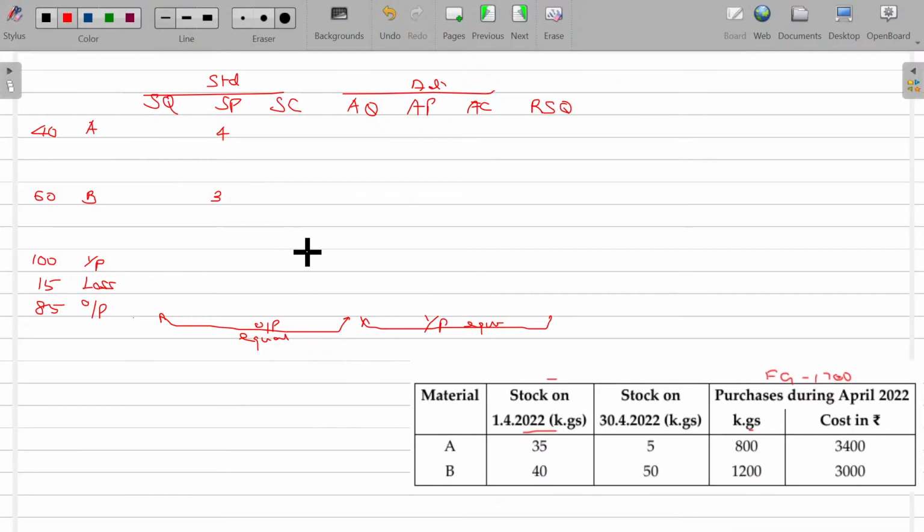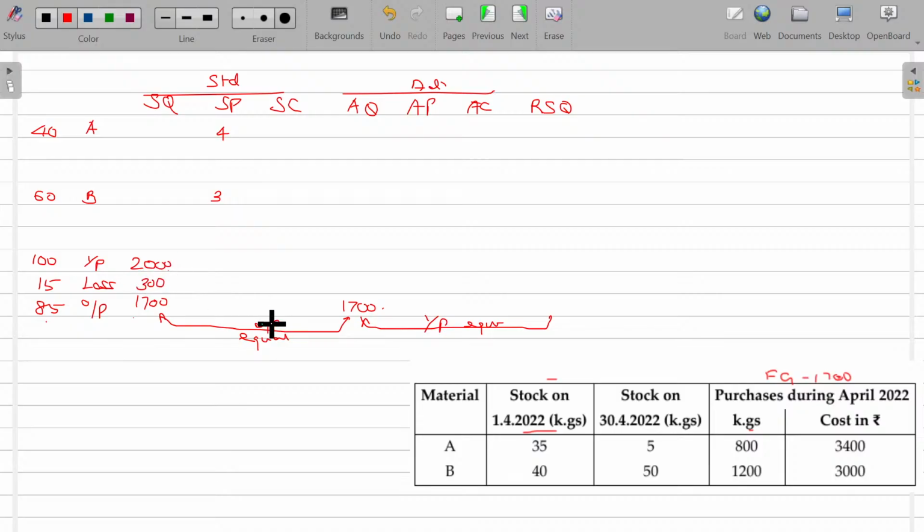What is the finished goods we produced? 1700. If the same 1700 is supposed to be produced, what could be the standard quantity input? Output being 85, then input should be 100. Means if output being 1700, what could be the input? You can do the cross multiplication. After 15% loss, the output being 1700 means before loss, what could be the input? 2000 should be the input. Out of the 2000 input, 15%, 300 may be lost.